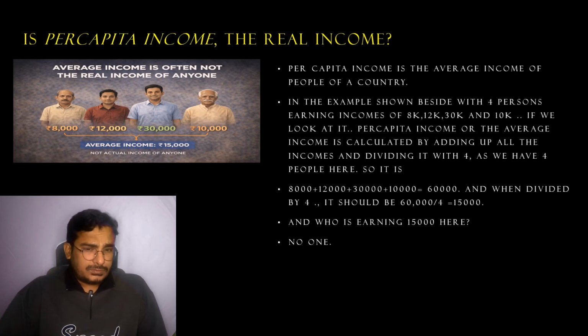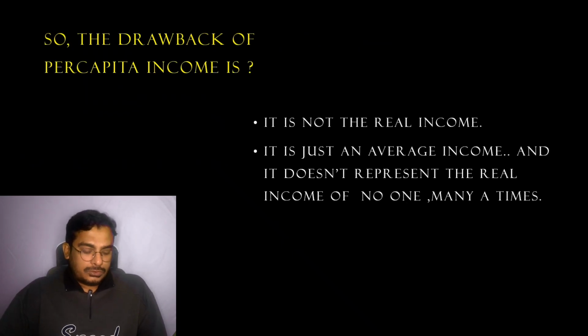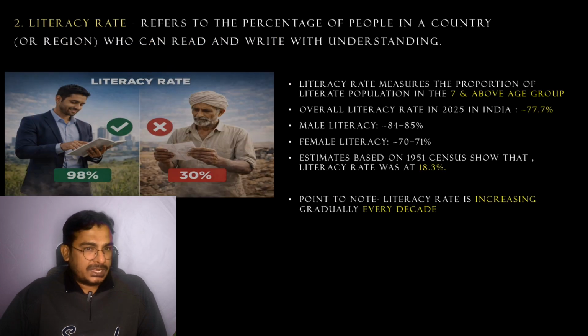So like I said, it's an average income. It's not the real income. That's the drawback of per capita income. Then the other things, to put under the perspective of development, to compare countries, should be the human development indicators. They are literacy rate, gross enrollment ratio, life expectancy, and many other things. Let's look at each of them.